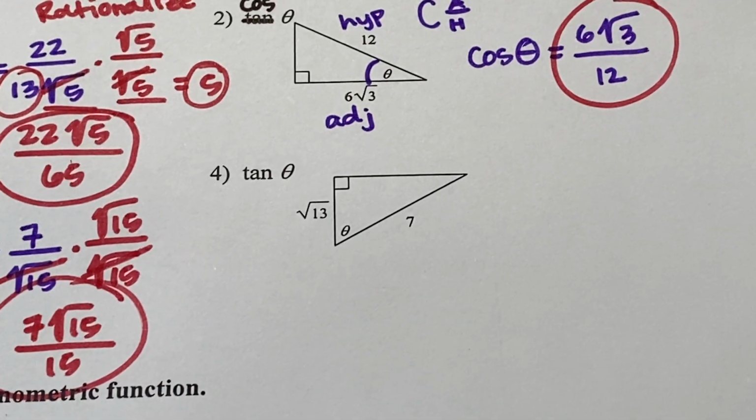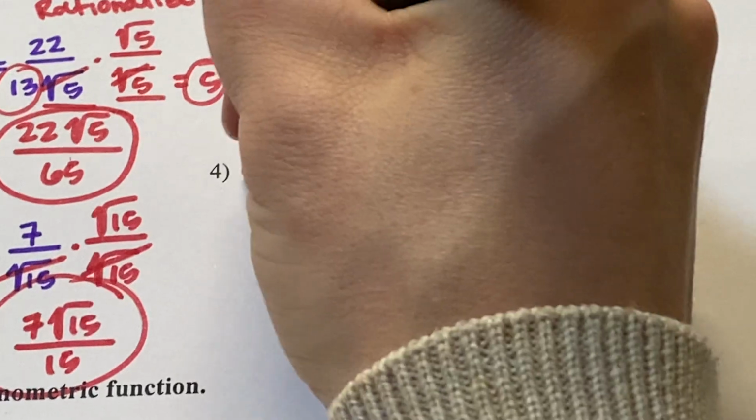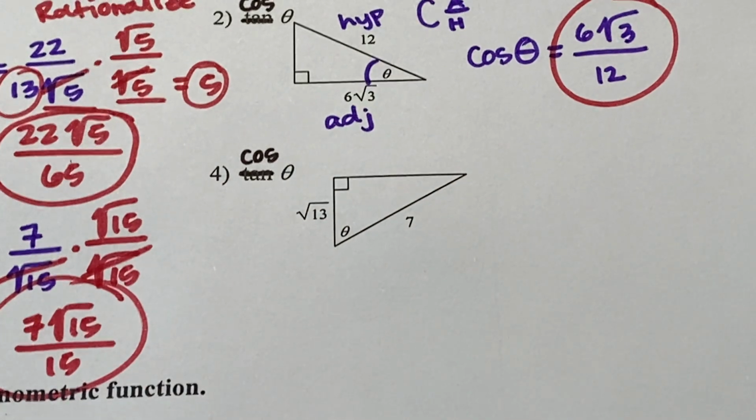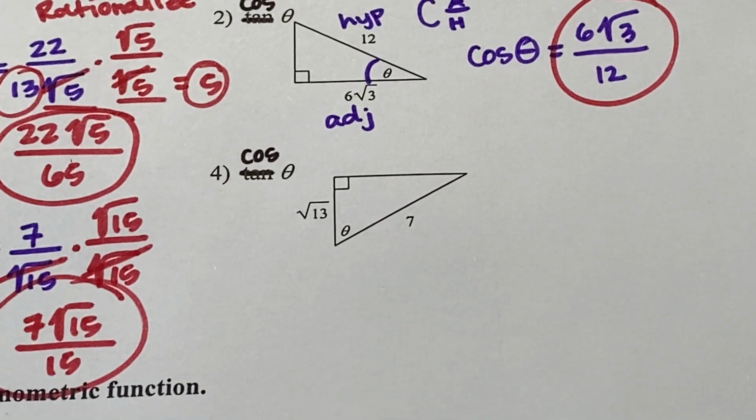Alrighty, I am going to change number 4 as well. Okay, I'm going to make it easier on you guys. This one I'm going to change to cosine. Eli's a step ahead of me. So this time cosine of theta.